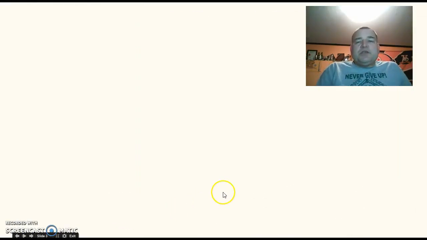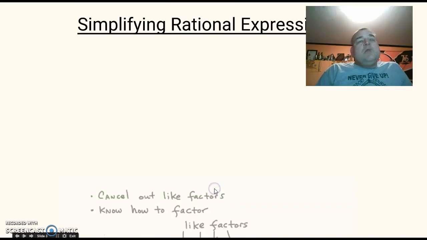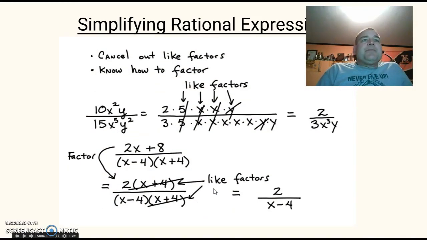So the first thing that we're going to show you how to do today is how to simplify rational expressions. What you want to do in simplifying rational expressions is, A, you want to cancel out the like factors, and make sure you know how to factor, because that's why I gave you that formative yesterday, because you're going to have to do a lot of factoring in this chapter.